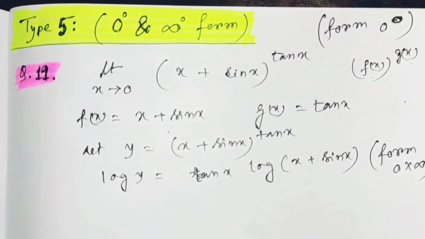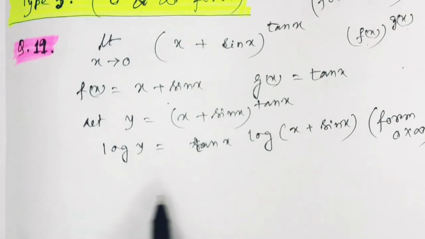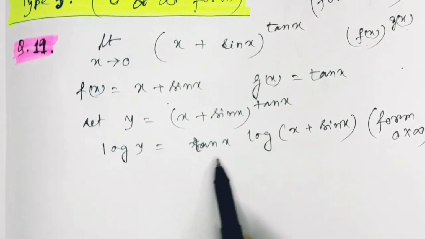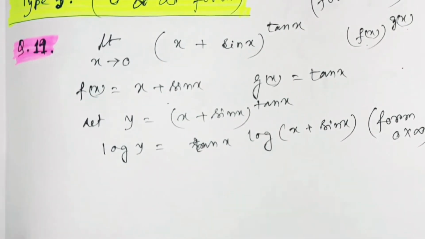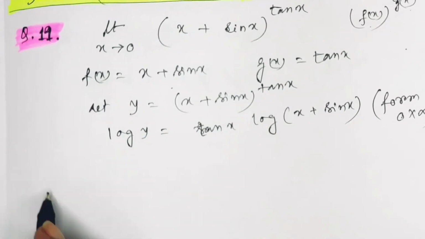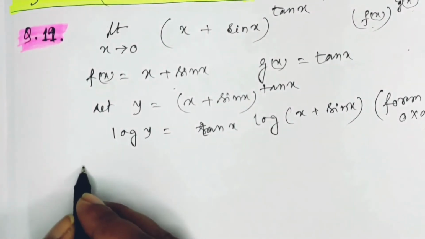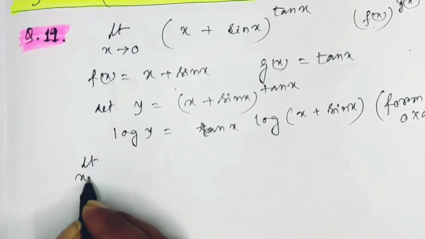Now it is a different type of question. I tell you that if the indeterminate forms are of the form 0 to the power 0, or infinity to the power 0, or 1 to the power infinity, then we just take the log on both sides. So accordingly here we take the log on both sides so that it becomes in the form of this form. To solve this one, the limit will not change.